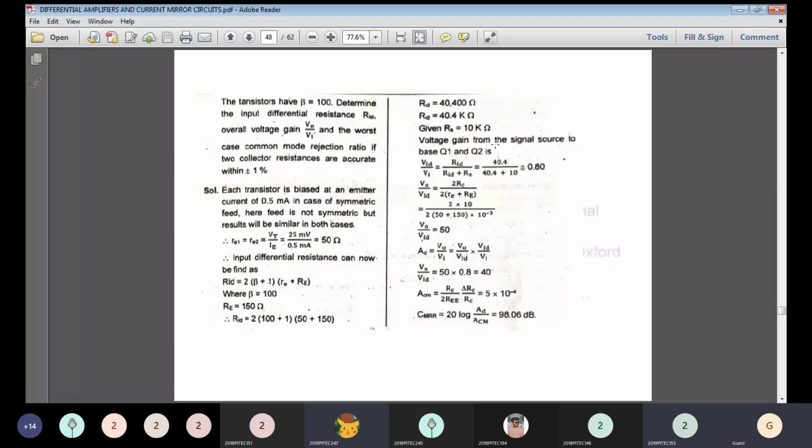So the voltage gain from the input signal source to the base of Q1 and Q2 is VID divided by V1. The formula is RID divided by RID plus RS. So you directly substitute the value of 40.4K, plus the value of source resistance from the diagram, we can take it as 10K. All values are in K, so just cancel it, and we are getting the answer 0.8.